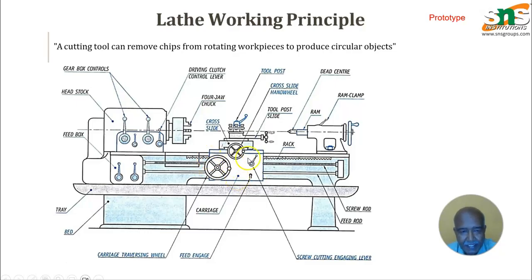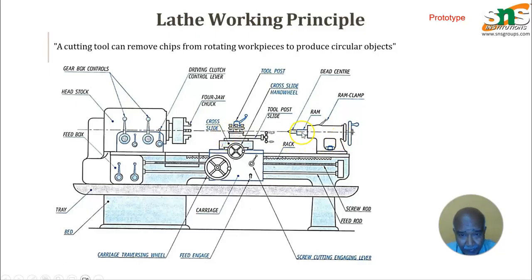The carriage slides on the bed, and it is fitted with a spiral rod, the lead screw, which is used for threading. Apart from that, there is a cross slide to move forward and backward, and sideways there is another tool post. The tools are placed in the tool post so that they can do the machining.